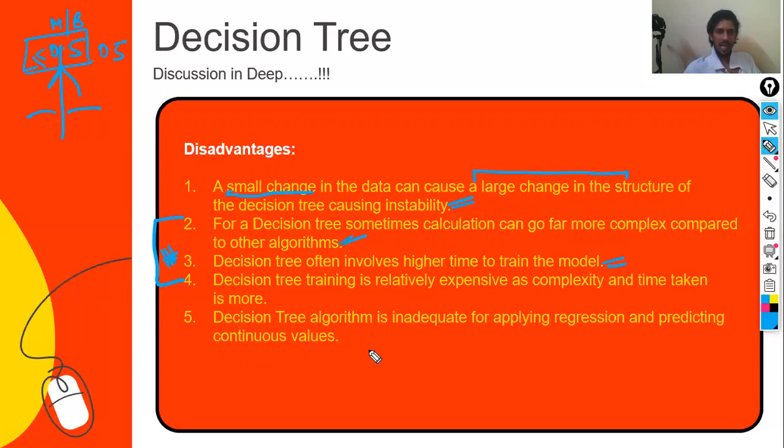Then the next one is decision tree algorithm is inadequate for applying regression and predicting continuous values. Guys, please understand this once again. It is inadequate for applying regression, which means that it is good when you are using it for a classification model, and also inadequate for predicting continuous values. So these are the 5 disadvantages that you should remember, and if you are able to answer them in an interview, it should be a game-changing answer for you.